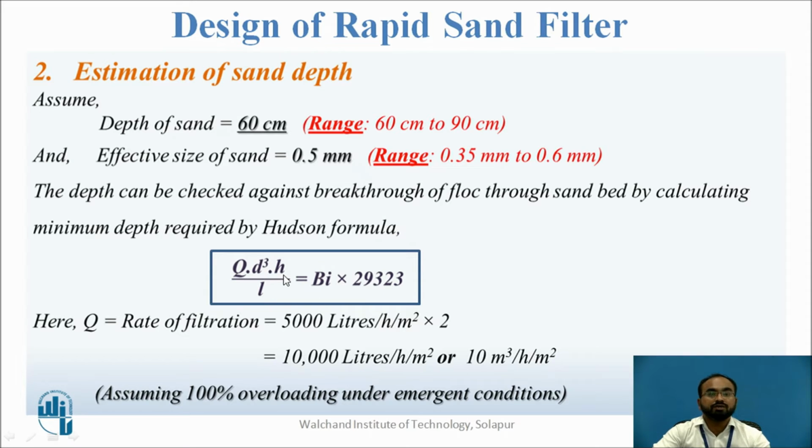That is Q into D cube into H divided by small l, that is depth of sand bed, is equal to Bi into 29323. Here Q, that is my rate of filtration, will be 5000 liters per hour per meter square multiplied by 2, as there are 2 filter units. So what is the final value? That is 10,000 liters per hour per meter square. That is the worst condition for maximum daily demand, which is the required condition for any design of any filtration unit. So that is why we always take 100% overloading under emergent conditions.